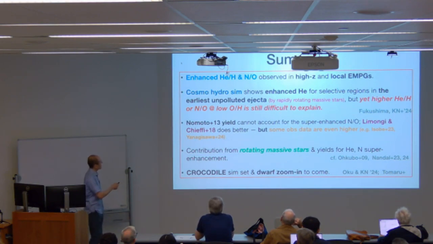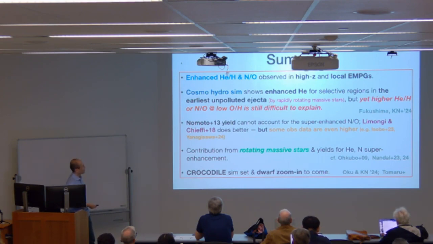We see the enhanced helium and nitrogen observed in high-Z and also in the local EMPGs, both at high Z and low Z. So our simulations show enhanced helium abundance for selective regions in the earliest unpolluted ejecta, through the contribution from the rapidly rotating massive stars. But yet, there are also data points with even higher helium and nitrogen abundance at low metallicities.